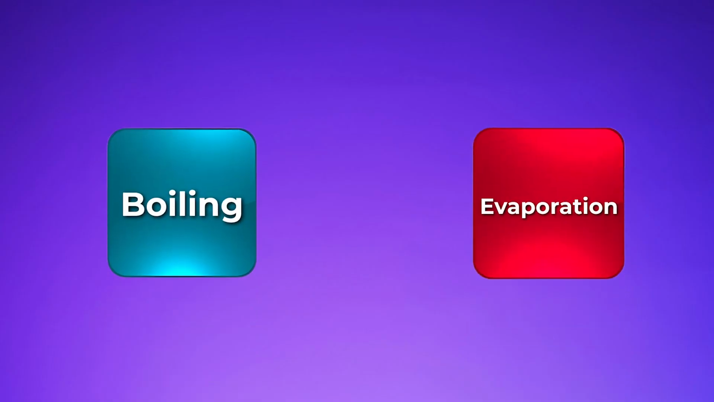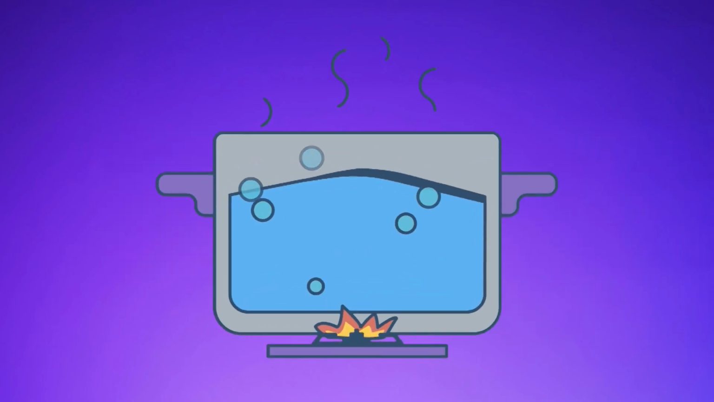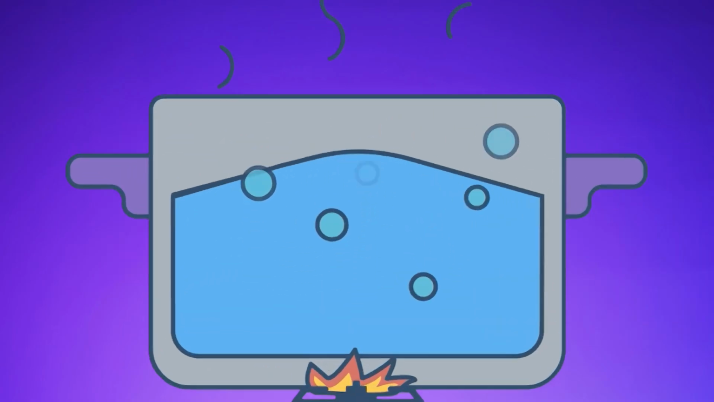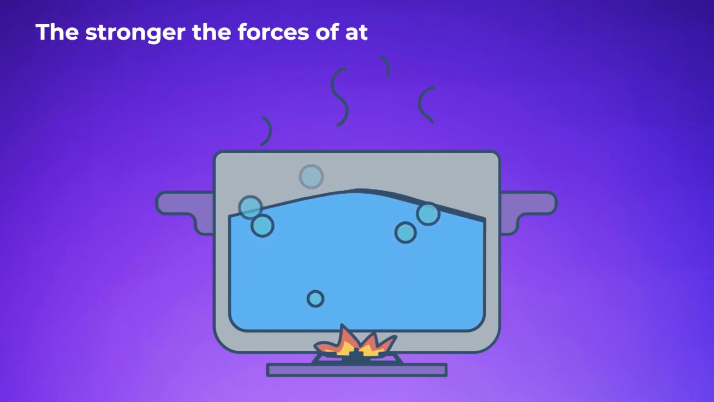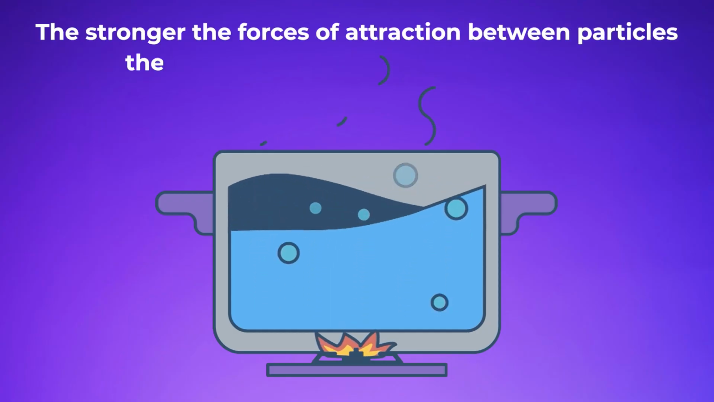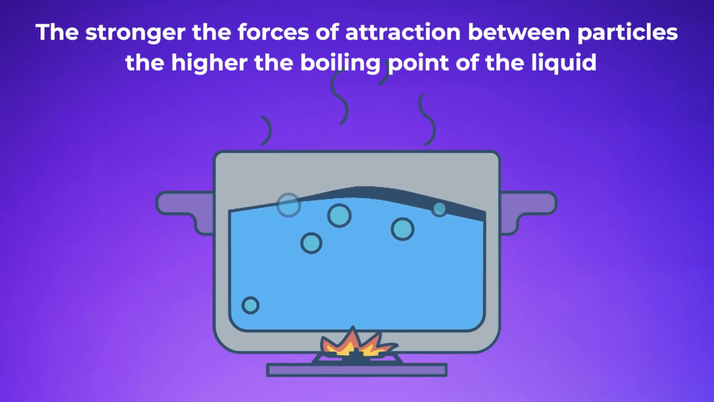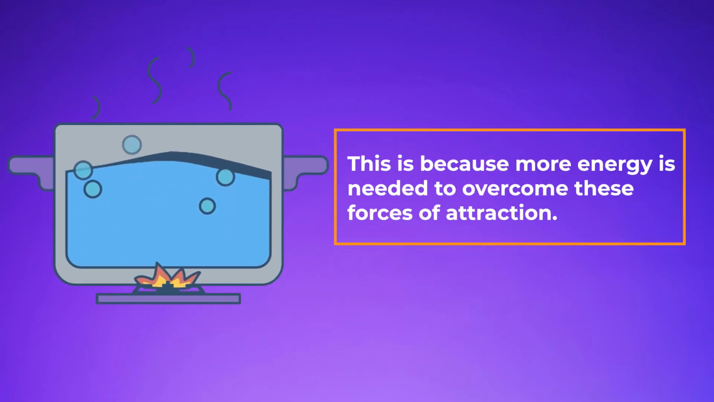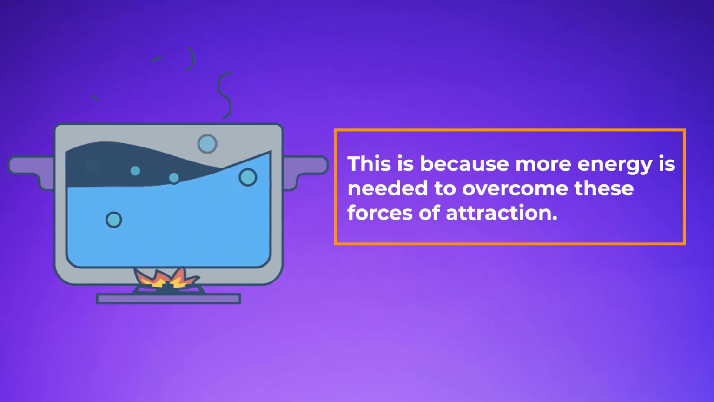There are two different ways this can happen, called boiling and evaporation. Boiling occurs when a liquid is heated so strongly that the particles are moving fast enough to overcome all the forces of attraction between them. The stronger the forces of attraction between particles, the higher the boiling point of the liquid. This is because more energy is needed to overcome these forces of attraction.